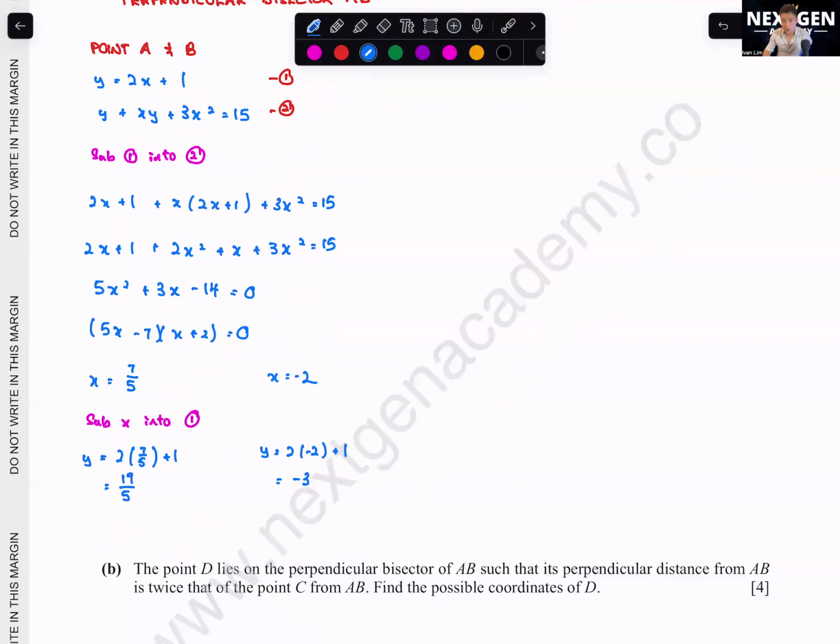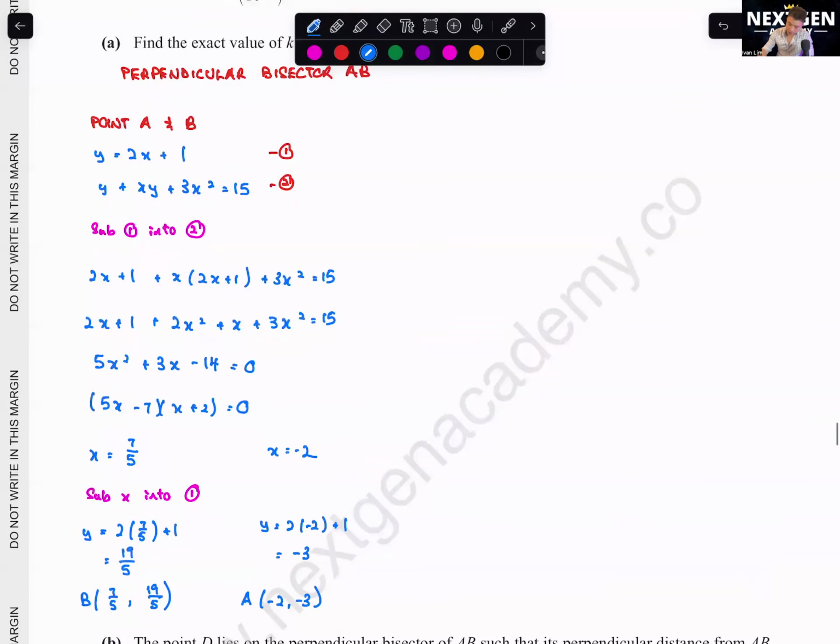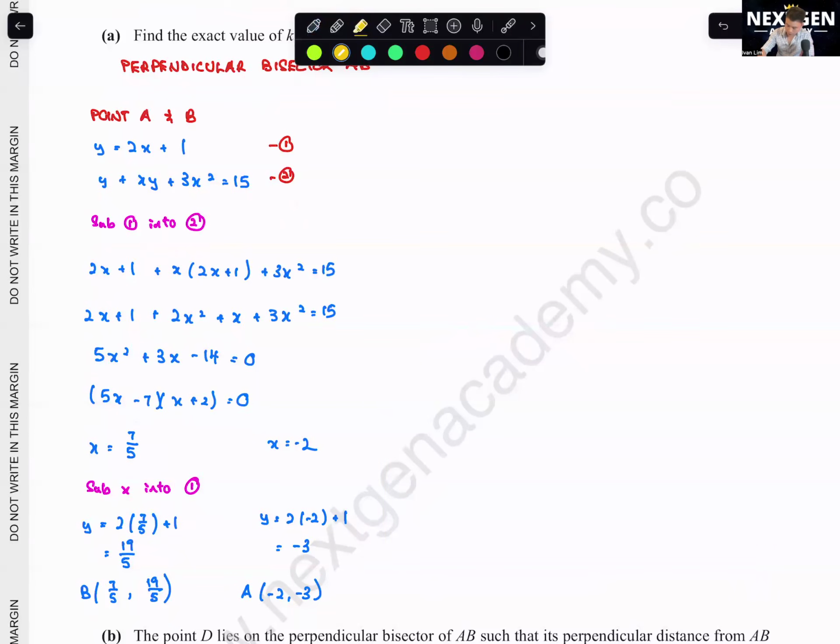So it doesn't matter which one is A, which one is B. You just select. Up to you. Let's put the smaller one as A. So I put A as (minus 2, minus 3), and B as (7 over 5, 19 over 5). But it doesn't matter, the A and B. All right, so this is the first part. After we have done the first part, we are going to find the perpendicular bisector.